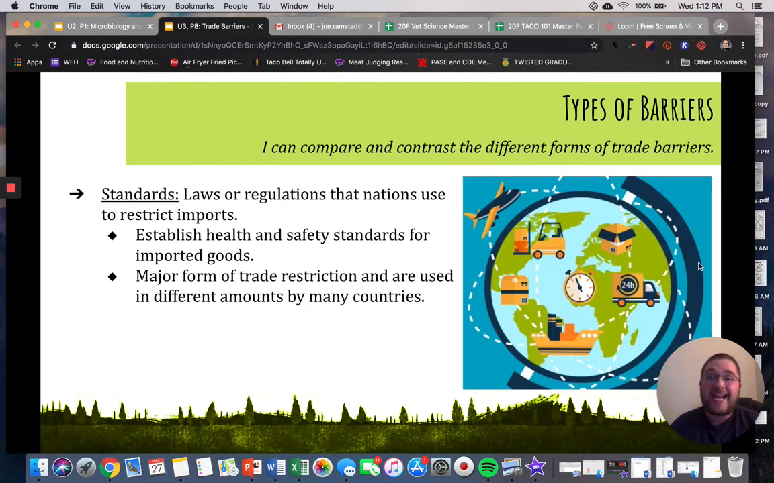Okay? Standards are the laws or regulations that nations use to restrict imports. So there's a certain benchmark or standard that needs to be in place. And if that standard is not met or exceeded, the country could simply say, we're not going to import that or we're not going to export that. So this helps establish health and safety standards for imported goods. Okay, and it's the major form of trade restriction, and it's used in many different amounts by many different countries. So standards are generally the biggest barrier to trade, or the most common one that we see, because countries can be picky as to what they're going to choose to import or not import.